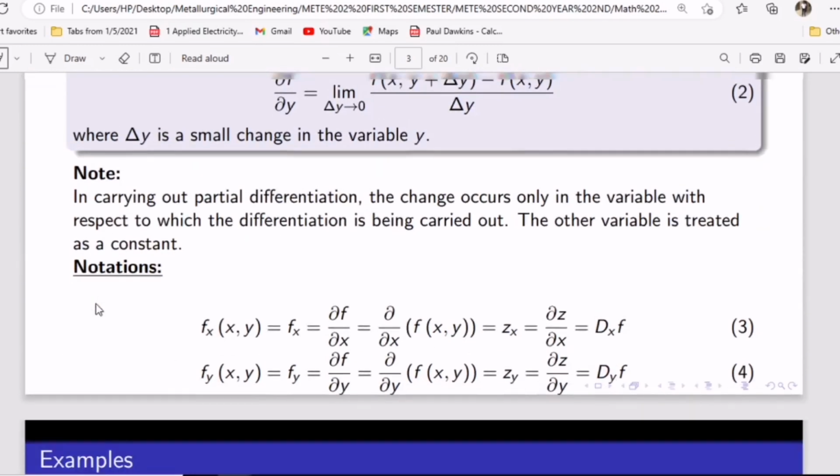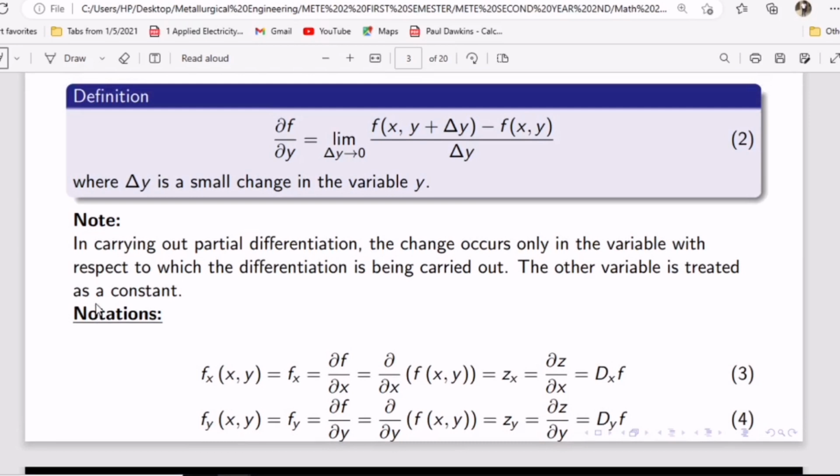Now let's look at something. These are some notation you need to know, right? So when we talk about this notation, this is partial derivative of x. It can also be written as f of x. And also it can be written as what? The partial derivative of a function over the partial derivative of x. You can also write it in this way. And also you can write it as zx, which is also equal to this. You can also write it in this way.